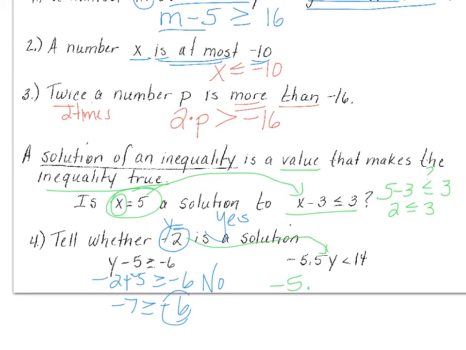Try the next one. We're going to replace y with negative 2. Negative 5.5 times negative 2, is that less than 14? Well, a negative times a negative is a positive. So we're going to do 5.5 times 2. That's 10. Carry the 1. 11. Put the decimal one place in. Is 11 less than 14? It sure is. So yes, this is a solution.